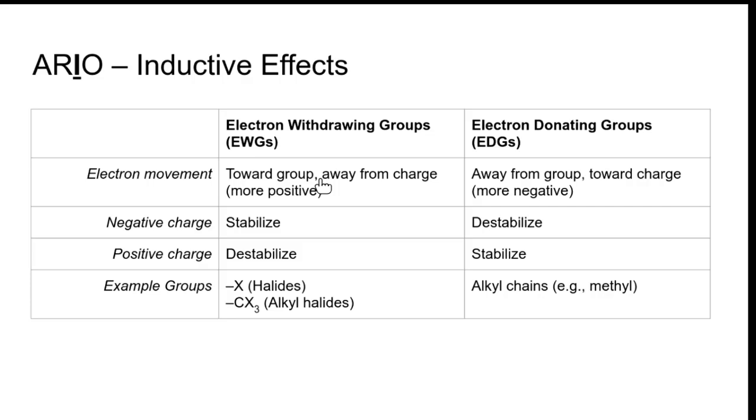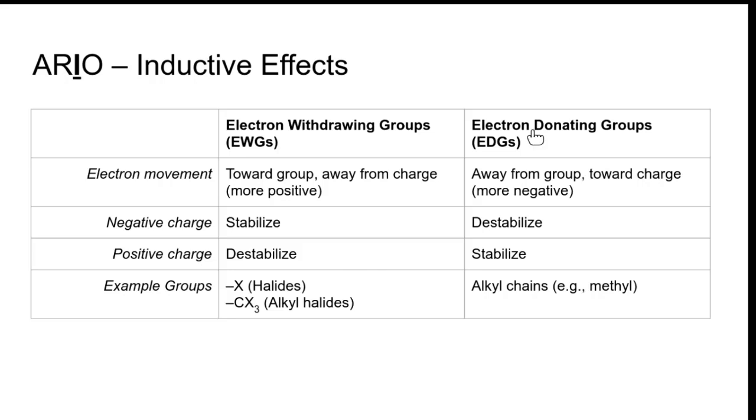So if we have a negative charge, that's good, and it's going to stabilize a negative charge. And we see that with fluorines. We see that with alkyl halides, for example, CF3. The thing to think about is that it's going to destabilize a positive charge, right? Because if we already have an absence of electrons and we have a fluorine taking more electrons away from it, it's going to exacerbate that positive charge.